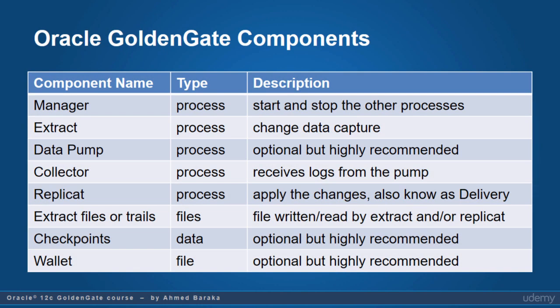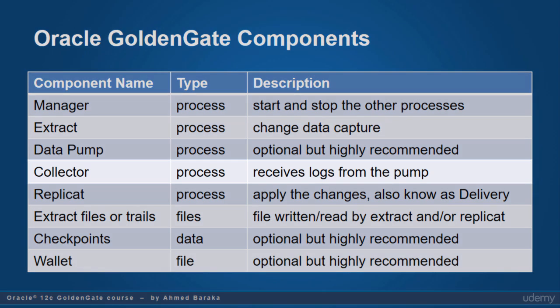So typically, you would have two extracts in the source database. One is the primary extract, which reads from the database transaction log files, and the other one is the data pump, which reads from the extract trail files and sends the data to the target system.